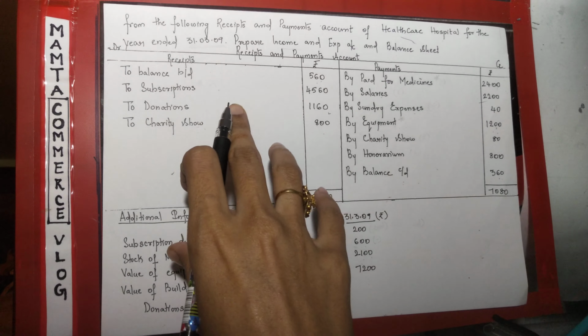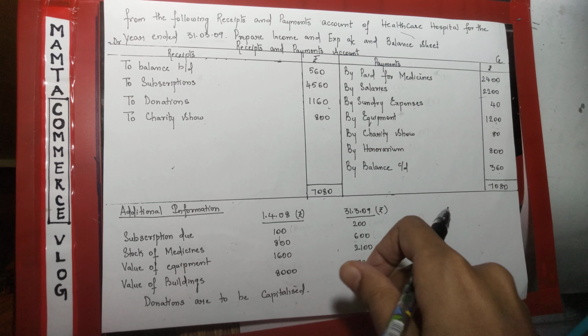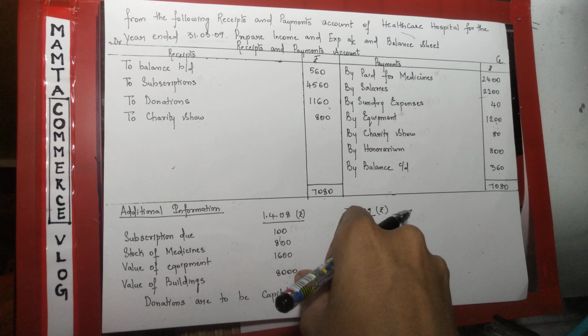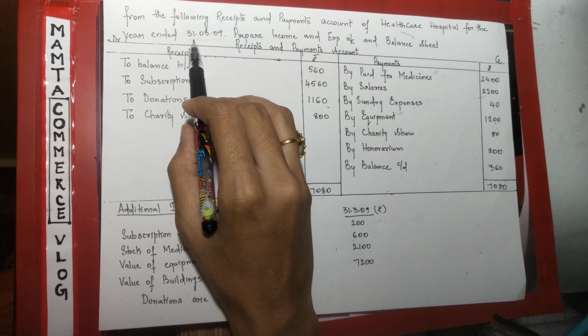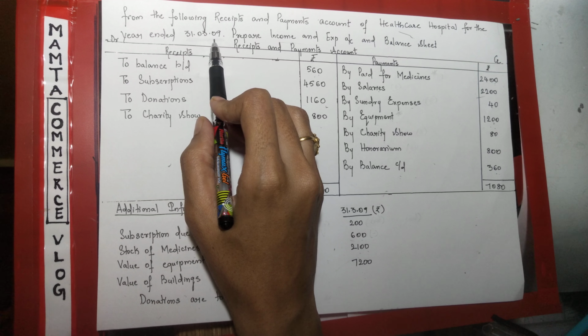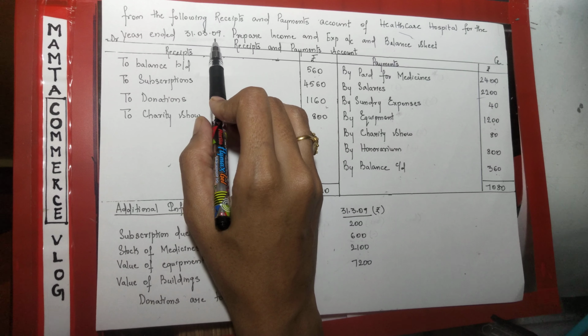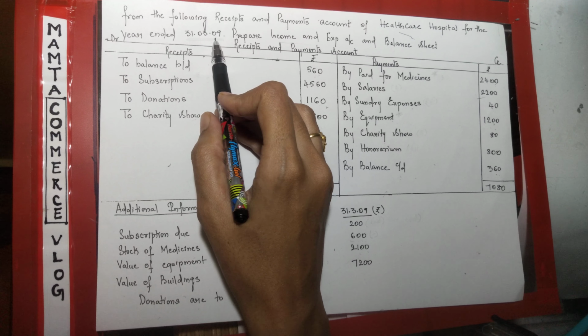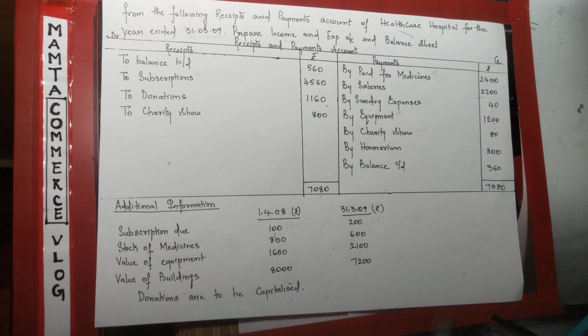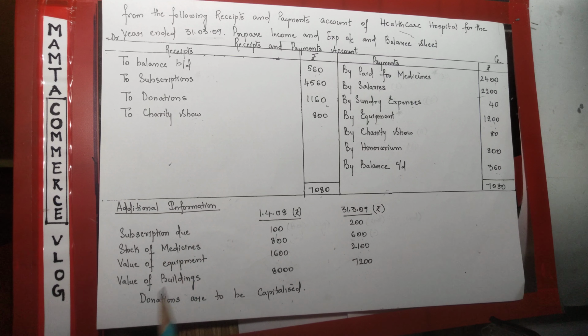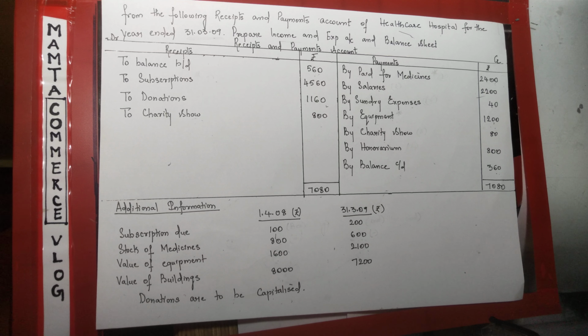So before understanding the receipts and payments, we will first understand the additional information of this year, that is 31/3/2009. So for 2009 we are creating the income and expenditure account and balance sheet with additional information. So see the additional information. In the additional information, the first point is talking about subscription. So subscription is an income to us. There is an opening amount of subscription 100 and the closing amount of subscription, that is 200.